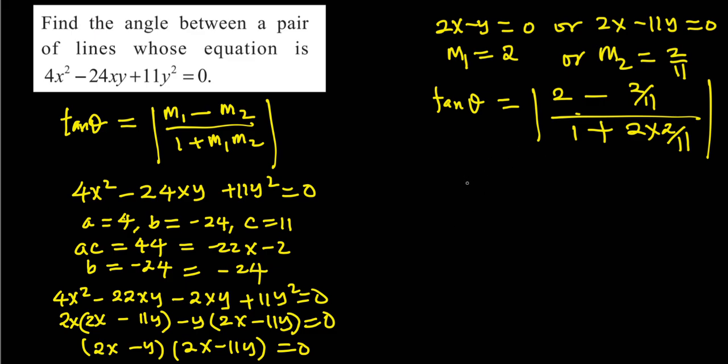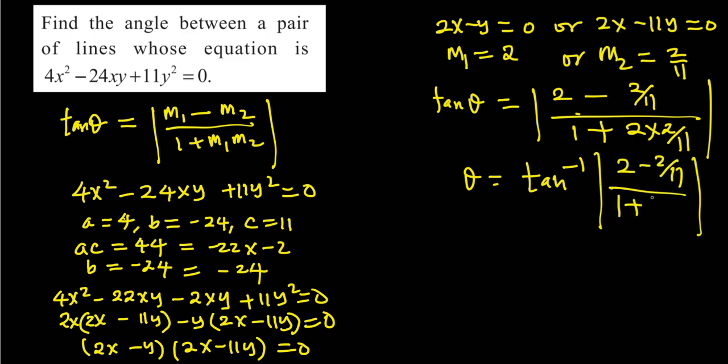So if we find the value of theta by taking tan inverse of 2 minus 2 over 11, over 1 plus 4 over 11, we are going to end up with 53.13 degrees. Now this is the acute angle between the two lines which we have.